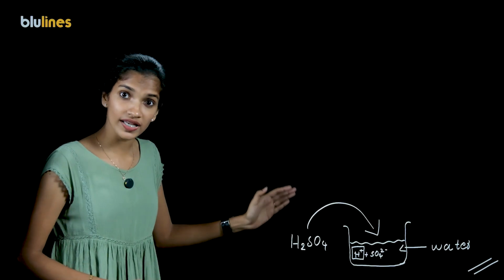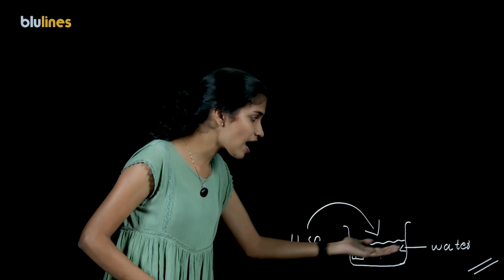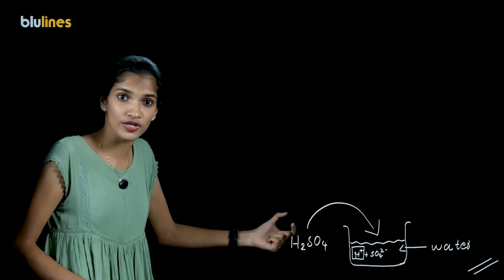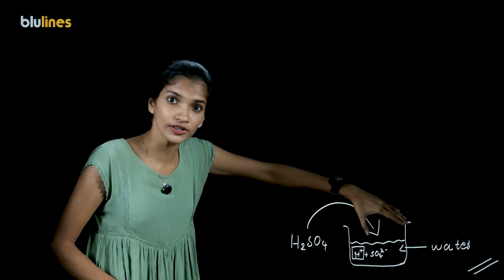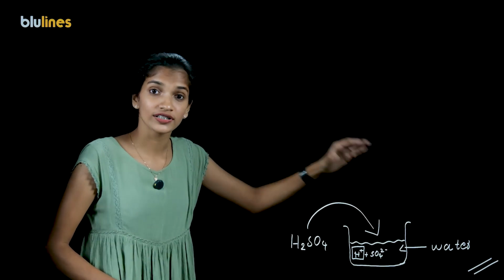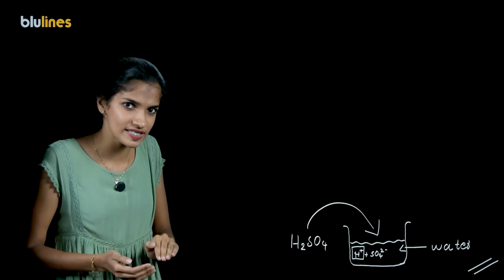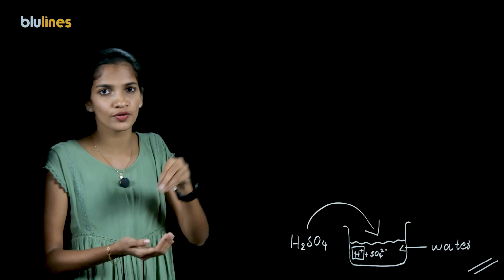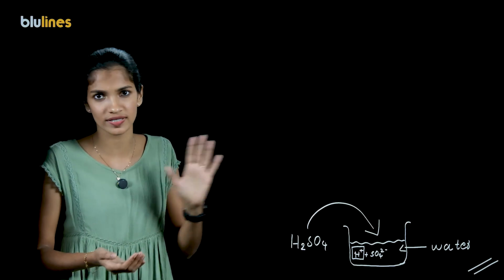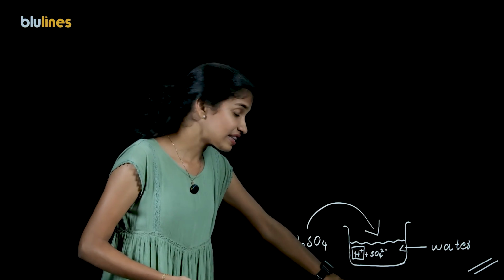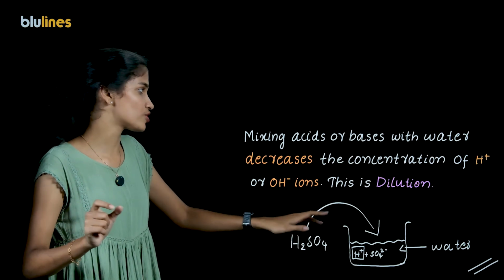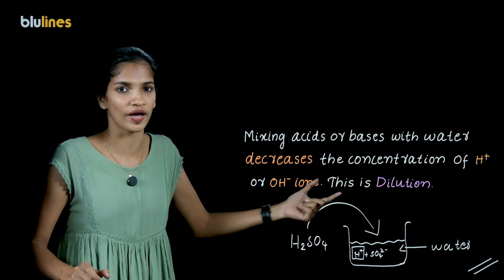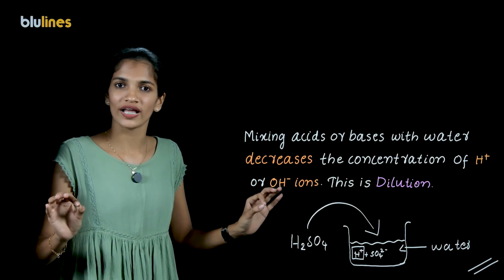As you can see, here I am taking sulfuric acid, and in this entire beaker of water, the concentration of H+ ion which is present in H2SO4 is very less when compared to the total volume of water. That means the concentration of H+ is decreasing when an acid is introduced into water. Similarly, when a base is introduced into water, the concentration of OH- is decreasing considerably. And this process is known as dilution. Mixing acids or bases with water decreases the concentration of H+ or OH- ions. This is the process known as dilution.